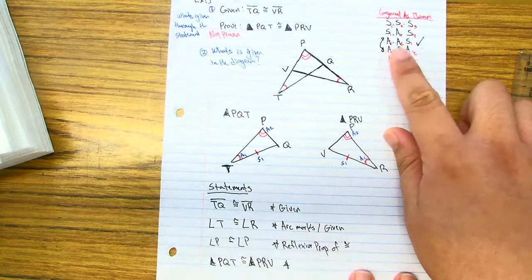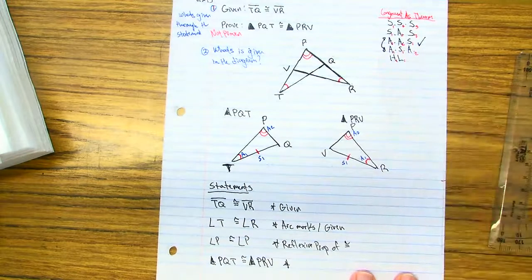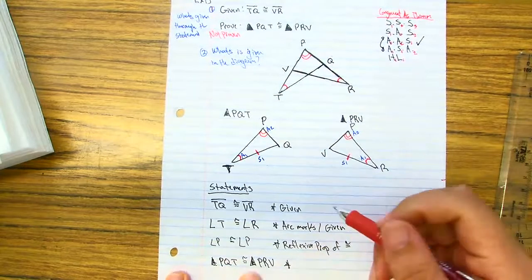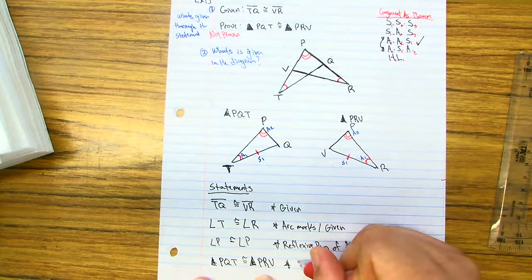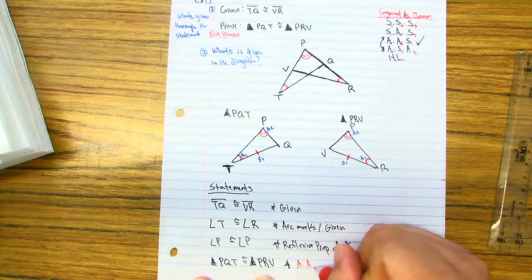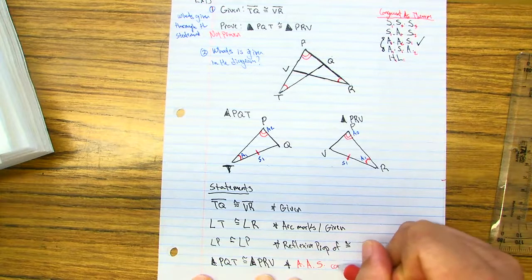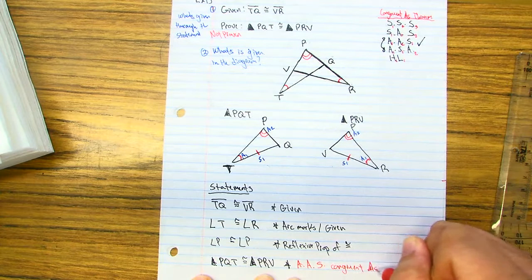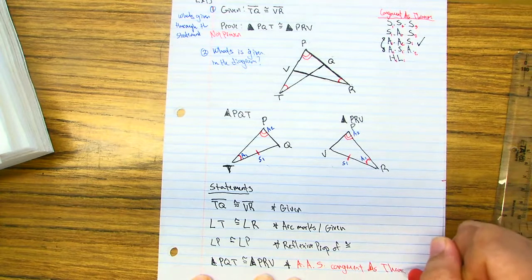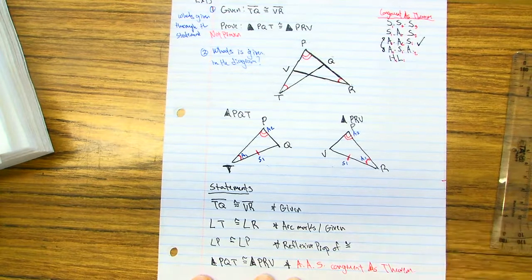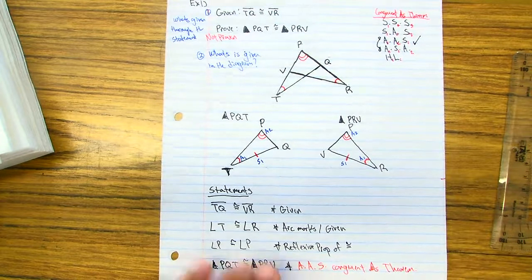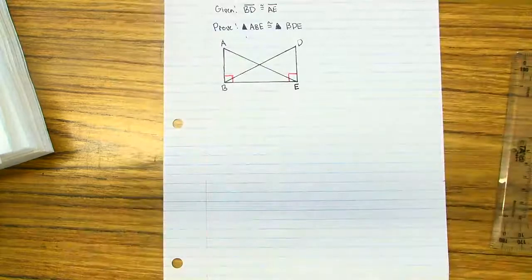So if all three check out, then I can use that as proof that triangle PQT is congruent to triangle PRD because of the angle-angle-side congruence theorem. Okay, and that is the first example. And now we're just going to do the next one here, real quick.